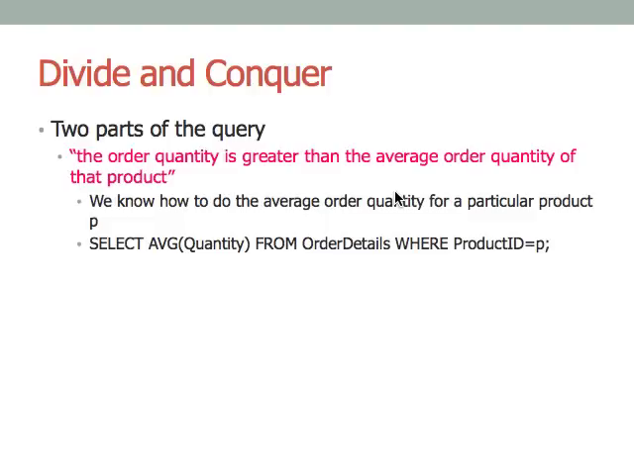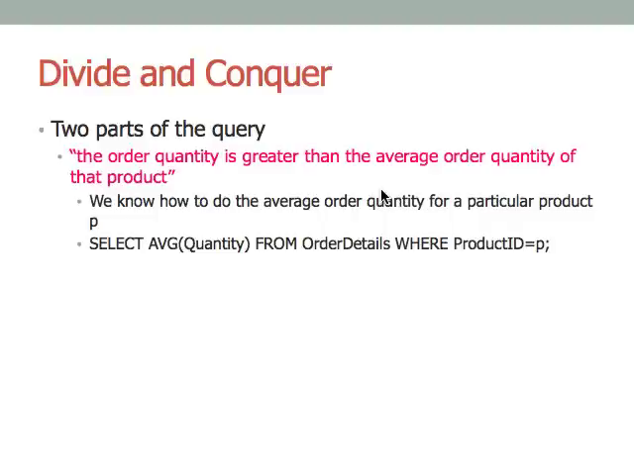So finally, the second part of the query was the order quantity needs to be greater than the average order quantity of that product. So for every order, there are multiple lines, and we want to filter out only those orders. We want to show only those orders where the quantity ordered was greater than the average order quantity of that product.